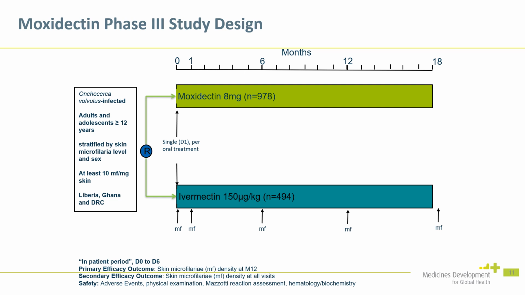They were treated with either a single dose of moxidectin 8 milligrams or ivermectin 150 micrograms per kilogram. You'll note that there are twice as many people who received moxidectin as ivermectin. They were followed for 6 days after treatment in an inpatient period and had their skin microfilariae measured at month 1, month 6, month 12, and at month 18. Safety was assessed by adverse events, physical examination, and assessment of Mazzotti reactions, as well as blood measurements.